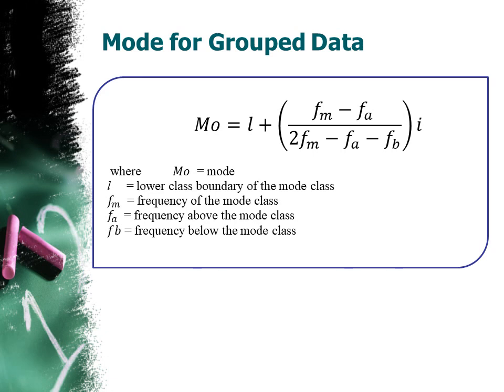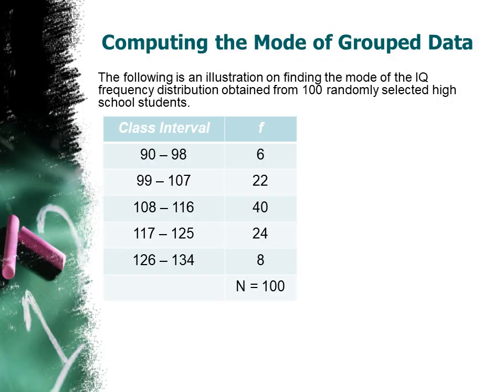After getting the modal class, get the lower class boundary, substitute it here, then you can get the other values or variables like F sub M, the frequency of the modal class or mode class. F sub A, that is the frequency above the mode class. F sub B is the frequency below the mode class. And i is still the class size. So, so we can use that, we have an example. The data is the same, 100 is the total, the class intervals are the same, but this time we are going to compute for the mode.